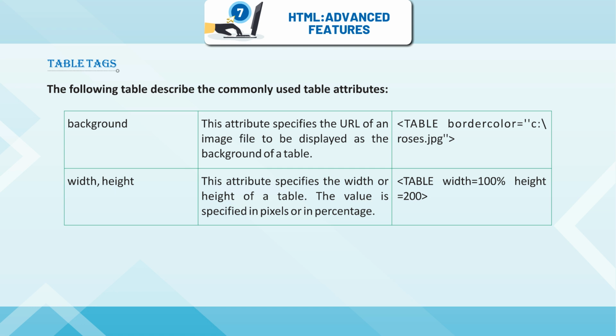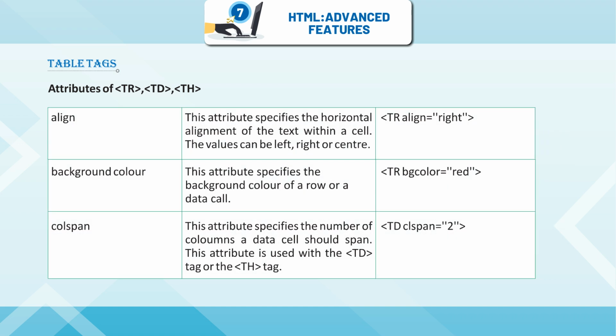Width, height attribute. This attribute specifies the width or height of a table. The value is specified in pixels or in percentage. Open table tag, width is equal to 100%, height is equal to 200. Attributes of TR tag, TD tag, TH tag. Align. This attribute specifies the horizontal alignment of the text within a cell. The values can be left, right or center. Open TR tag, align equals "right" in double quote.